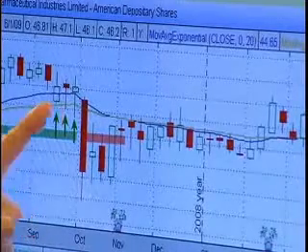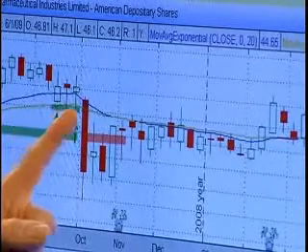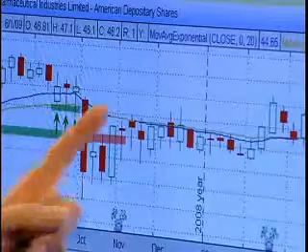Other things that jump out right away, right here, you could find some support. This is 3 weeks. This is 15 trading days. So we draw a line right there, and what you've got is a channel.